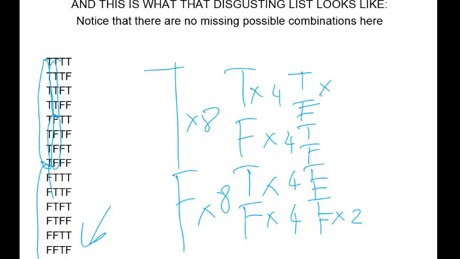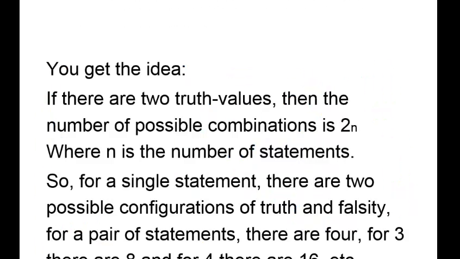And each of these are times 2, and then TF, TF, and so on, 16 of these. Okay, so the idea is you're going to try and exhaust all of the possible combinations. So you get the idea.